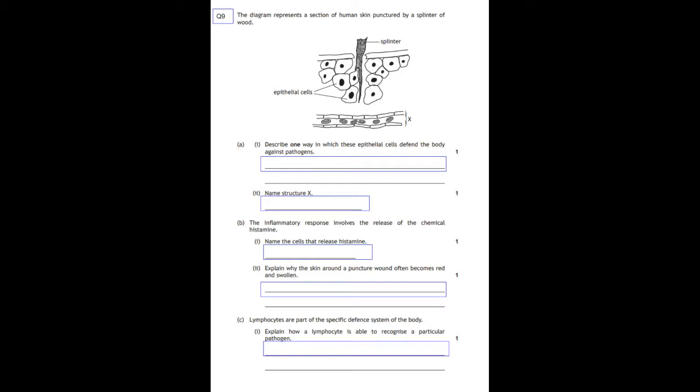For C, it says, explain how a lymphocyte is able to recognize a particular pathogen. The answer is it recognizes an antigen. You need to mention the word antigen if you're going to go for that one, or antigens on the pathogen, or a specific antigen protein receptor binding site on the pathogen.